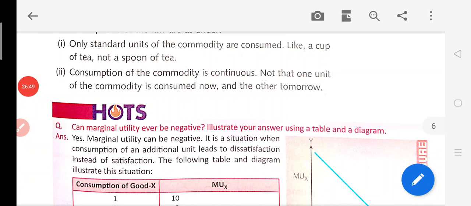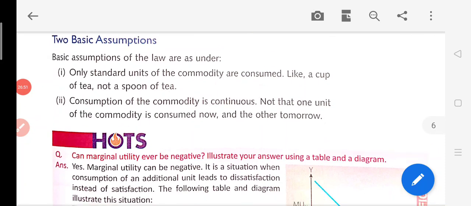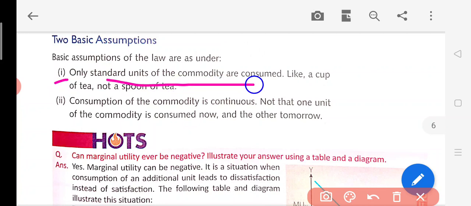Now what are the assumptions over here? The two basic assumptions are: only standard units of a commodity are consumed, like a cup of tea and not a spoon of tea. The second one is that consumption of the commodity is continuous, one after the other you are consuming the cup of tea. So this you should remember: the unit is standard and consumption is continuous.